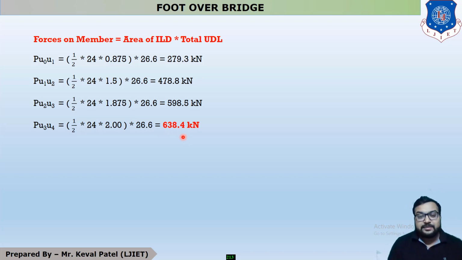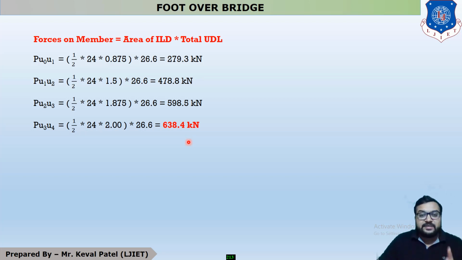Okay. Now it is already discussed that in a through type foot over bridge, your top chord member is always in compression and your bottom chord member is always in tension. So we have to design for the maximum force. If you pass the maximum force, then you also pass the smaller forces. So your maximum force is 638.4 kilonewton. Now you all know that it is already discussed in your semester 6 subject, Elementary Structural Design, in which there is one chapter named design of compression member.